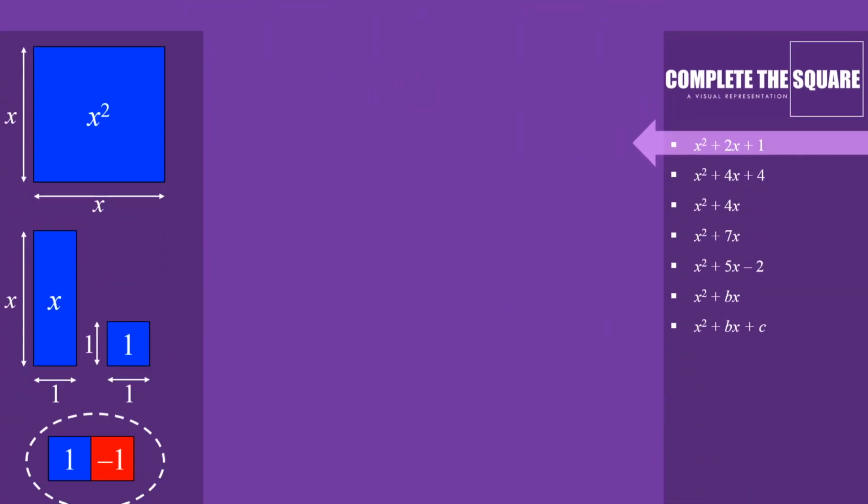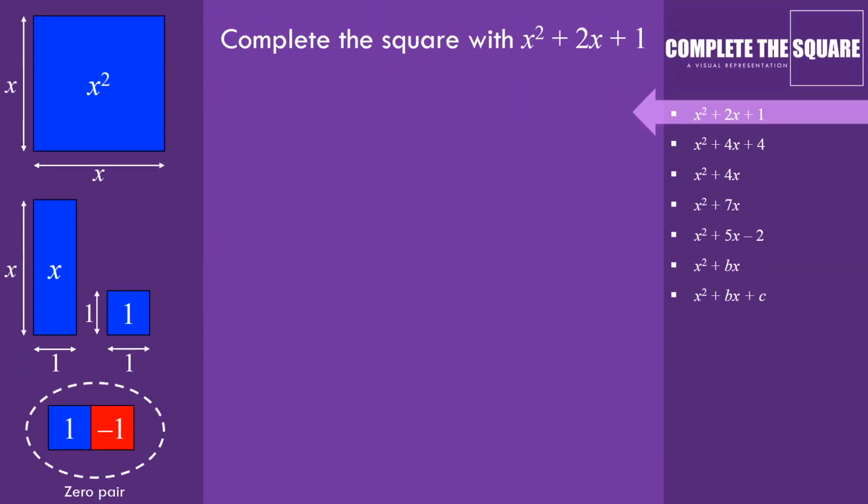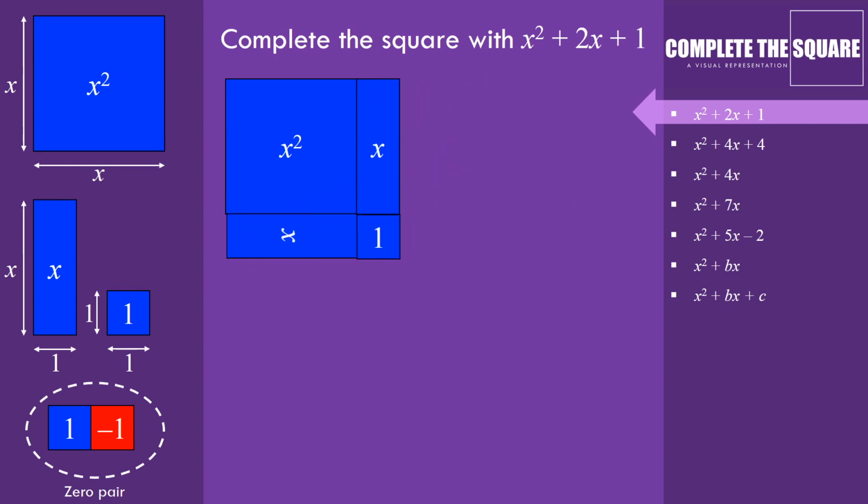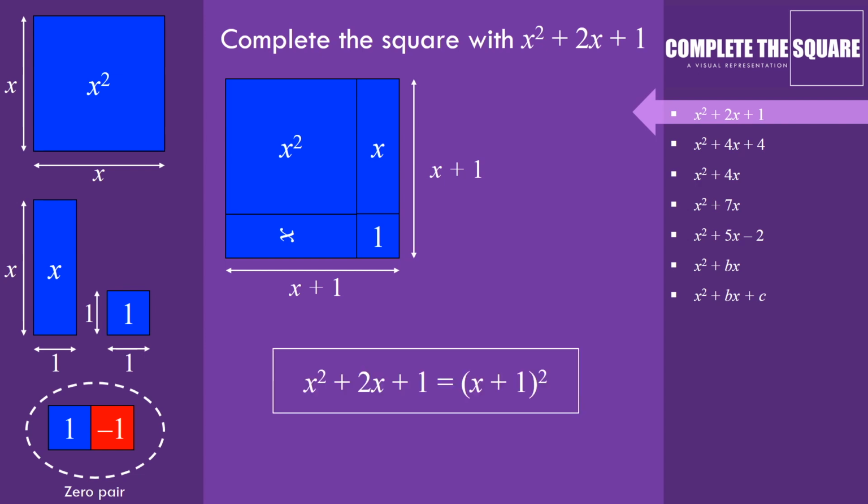Let's take a look at the first puzzle. Complete the square with x squared plus 2x plus 1. Now this would mean that the puzzle requires one x squared tile, two x tiles, and one 1 tile. To form a square using these shapes, we align one x tile beside the big square, the other below the big square, and the remaining one to fill the gap in the lower right corner. With this, we form a larger square of sides x plus 1, hence x squared plus 2x plus 1 can be expressed as (x plus 1) squared.